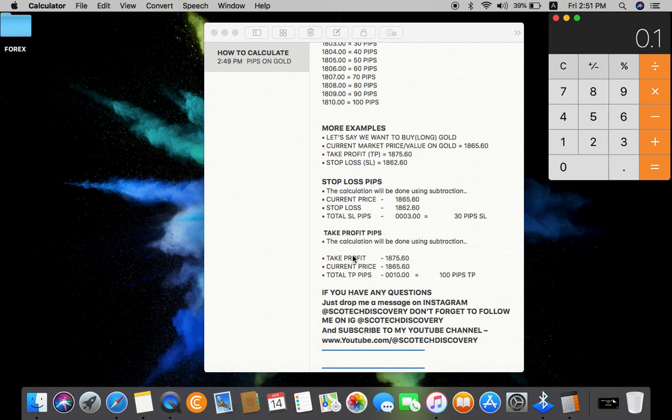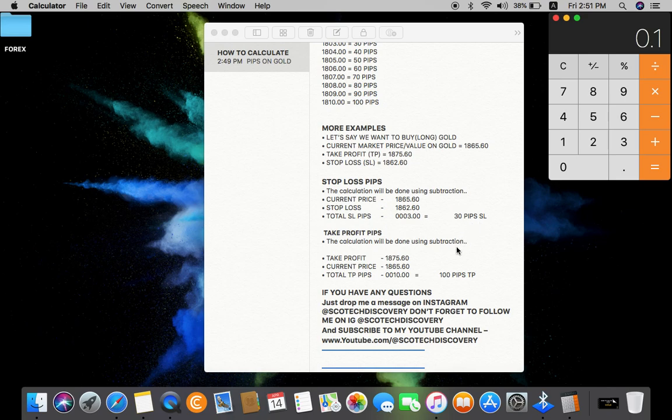As you can see, when you say take profit, you take the profit, which is the higher, you minus the current price, you minus what? The current price to know how many pips movement. So for take profit, it has to be the take profit price minus the current price. It will give you the pips movement. While for stop loss, you have to know the current price minus the stop loss. It will give you the pips movement.